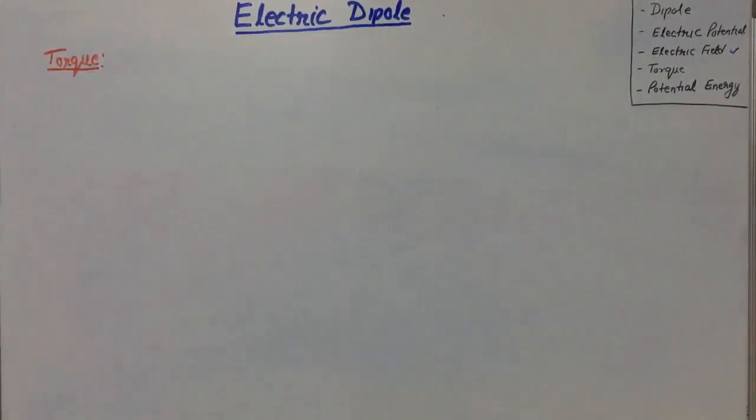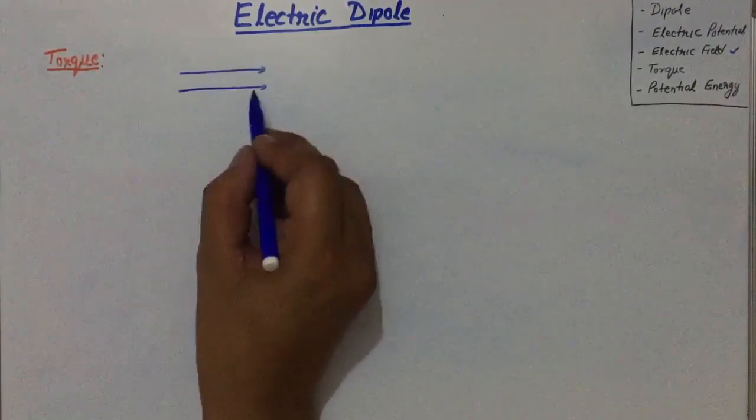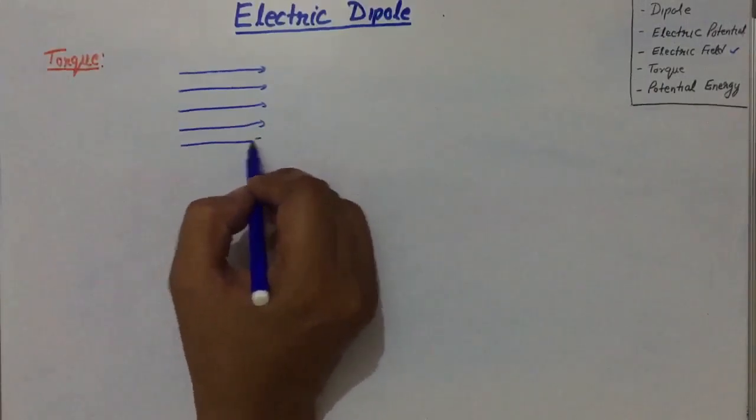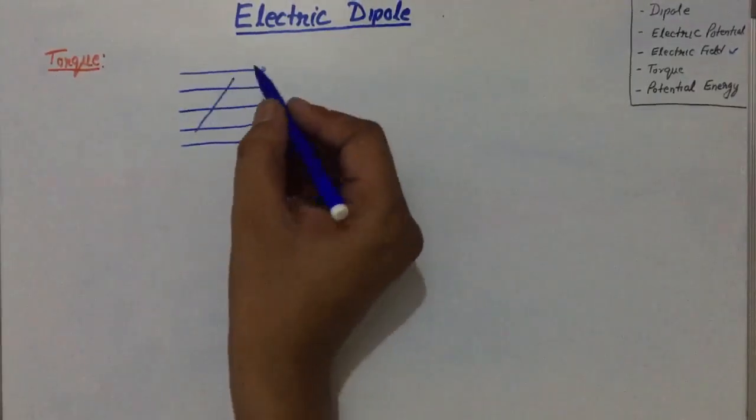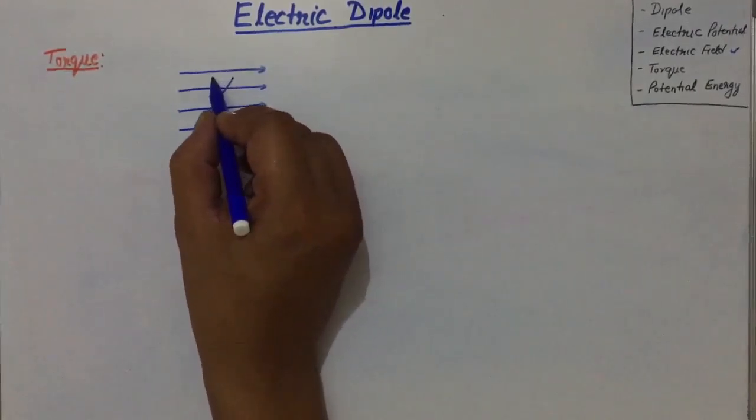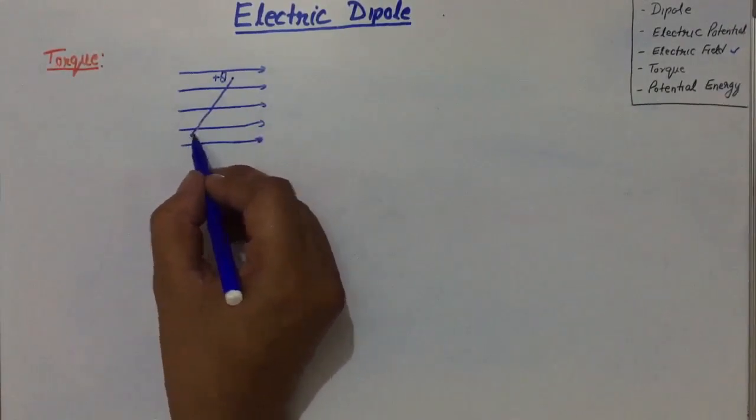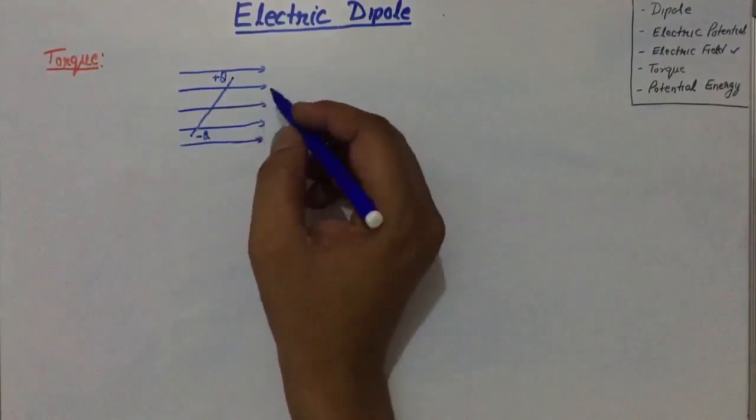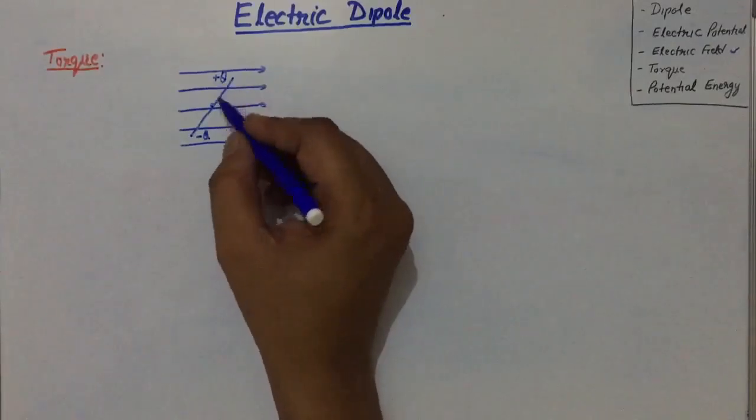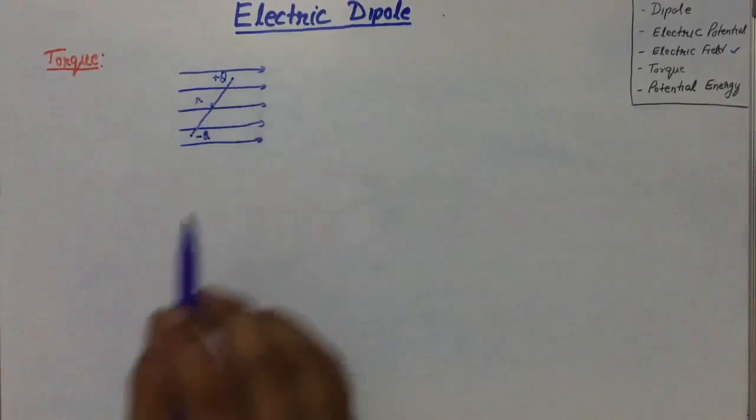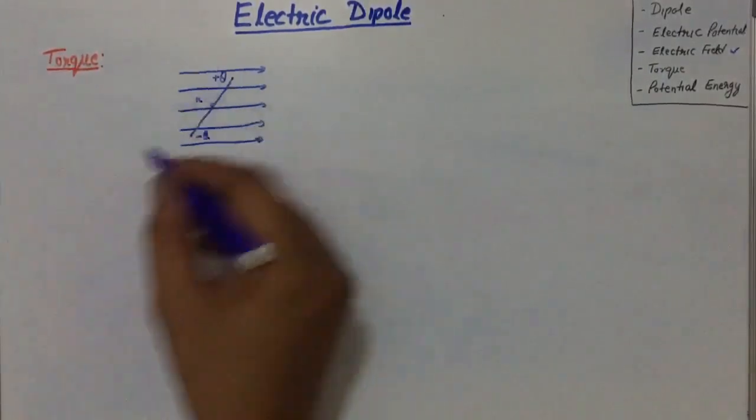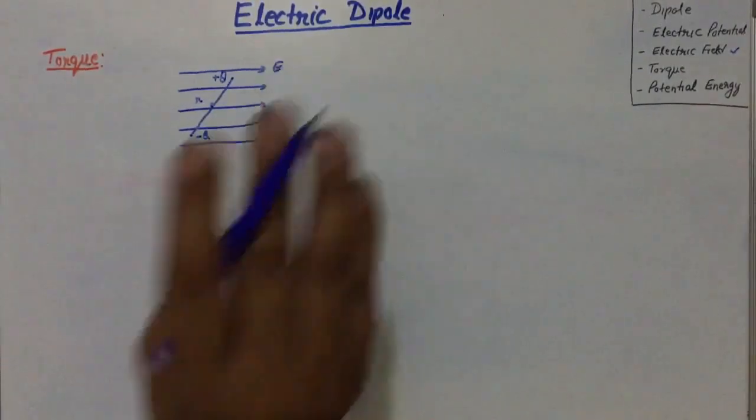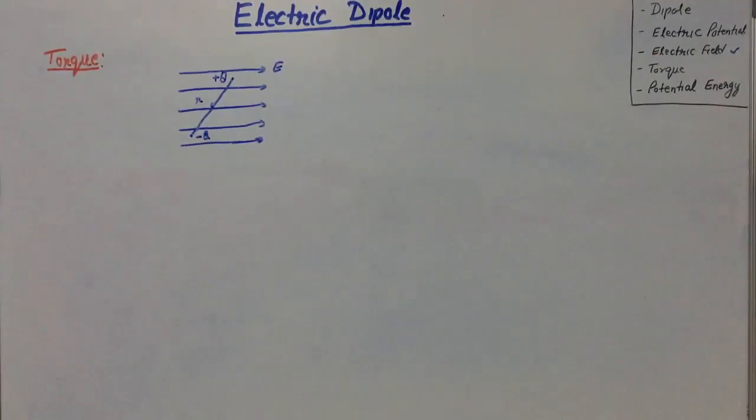Now in the case of torque, suppose this is the electric field, and any dipole here is the positive charge, here is the negative charge according to its definition, and this is the center, you can say this is R. Now if this dipole is placed in the electric field, then what will be the torque existing on this dipole?